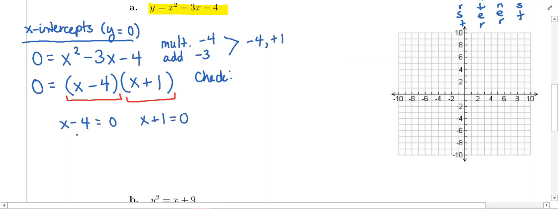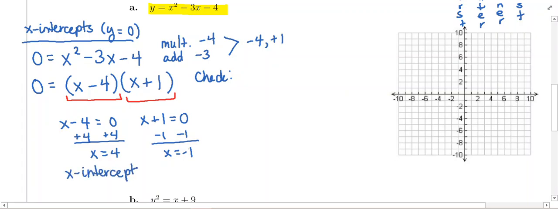Okay, and then if you solve this, add 4 to both sides, you're going to get x equals 4, and then subtract 1 from both sides, you're going to get x equals -1. Those are your two x-intercepts. So the x-intercepts here, I'm going to write them as an ordered pair.